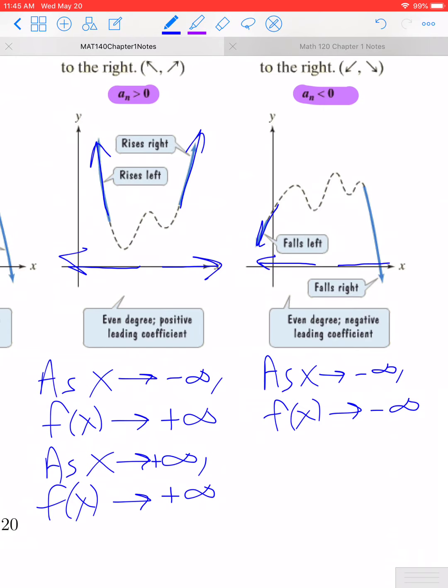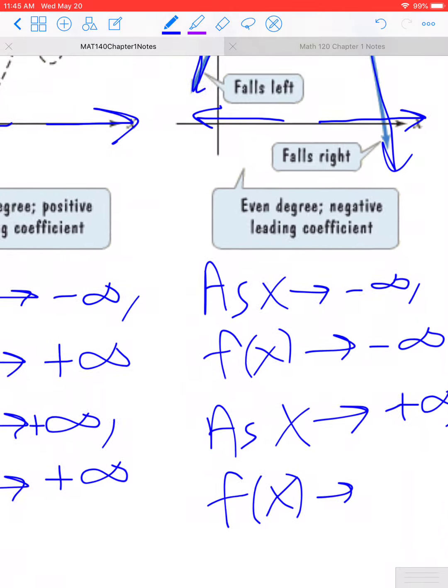As x approaches positive infinity, as we go further and further out to the right, we see that the function values are again going down and down and down, so the f of x values are approaching negative infinity.